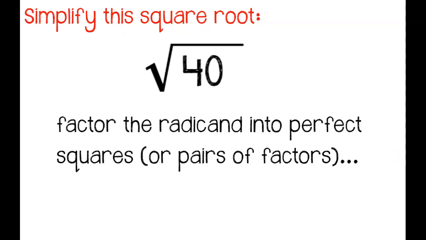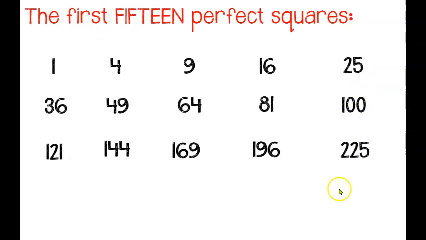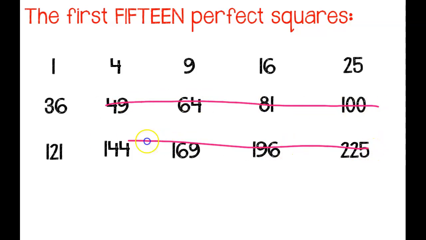Alright, let's try another one. How about the square root of 40? Can you factor this into perfect square factors? So remember, you should be kind of going down your list, right? Your list of 15 perfect squares. So we're looking for factors of 40. So all of these are larger than 40. So those wouldn't even be worth checking.